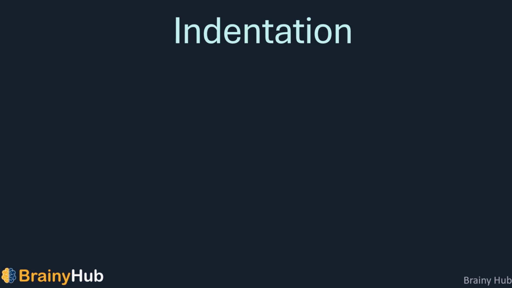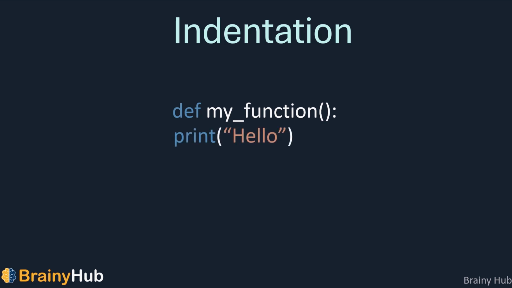Let's understand indentations better in Python. So let's say you want to create your function called myFunction, and inside that you want to have the line print hello. Now if you want to have the line print hello inside the function, you would have to indent that using 4 spaces like so. So it has to be indented 4 spaces more than the function.